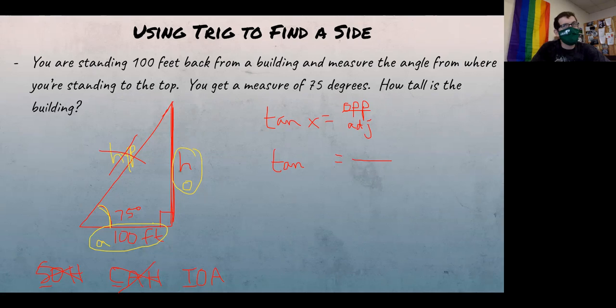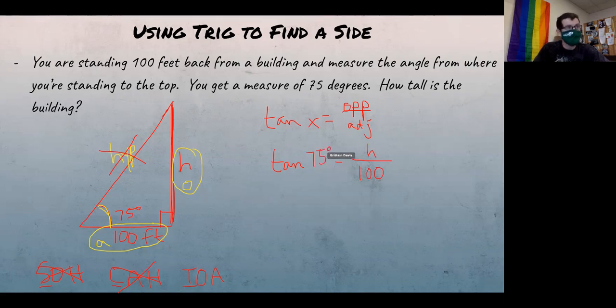What's my angle here? H over 100. Okay, that would be my ratio on the other side. H over 100, I can go ahead and fill that in, because my opposite side is H and the adjacent side is 100. And Angelica got this right. The angle is 75 degrees.